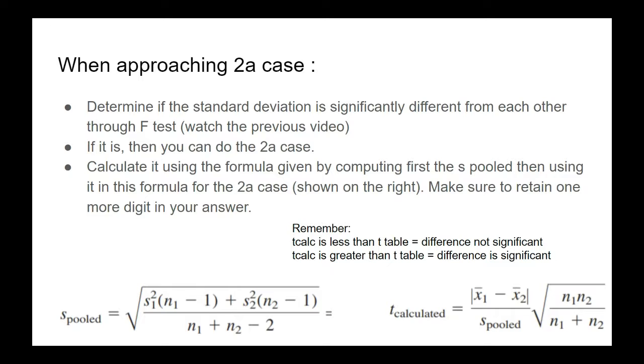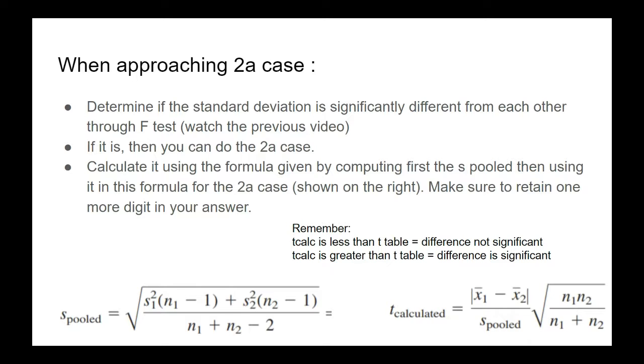So how to do the 2A case? The first thing that you need to do is an F-test. Basically, F-test is you're running a test to figure out whether your standard deviations are significantly different from one another. And the way you do F-test, remember, is the large standard deviation goes first on top, then you divide that by the small standard deviation, which is on the bottom. So large standard deviation divided by small standard deviation.